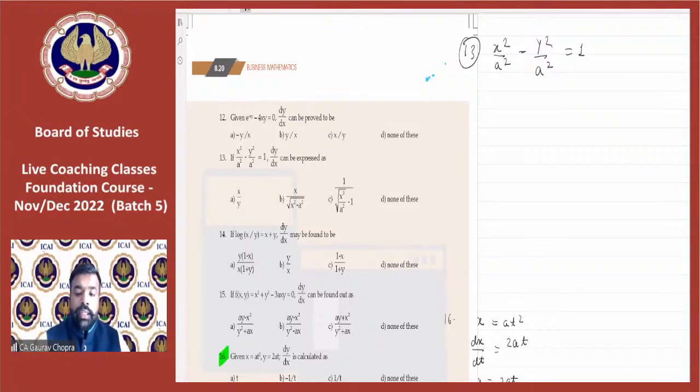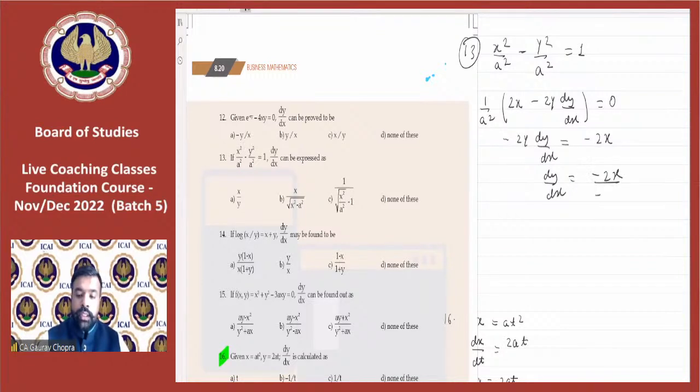So what can we do? We can take 1 by a square as common. Now what is the derivative of x square? It is 2x minus, for y square it is 2y dy by dx. This is the derivative and it is equal to 0. Now a square will go to the right-hand side and will become 0. So we are left with minus 2y dy by dx is equal to minus 2x. So what is dy by dx? It is minus 2x upon minus 2y.